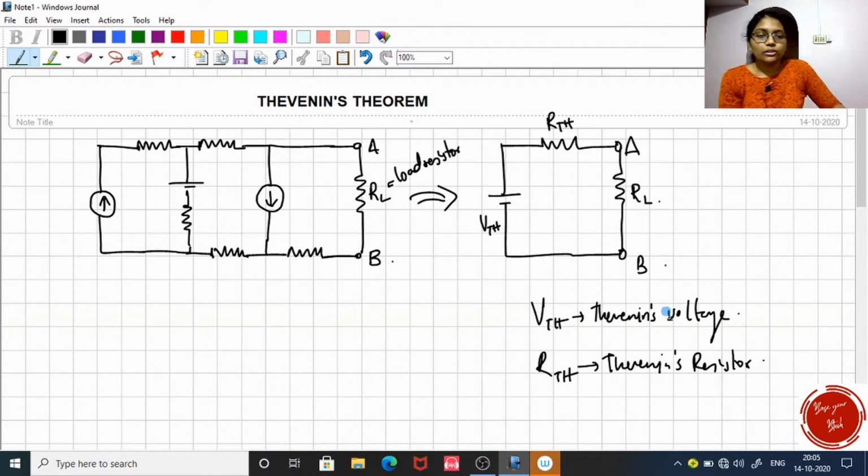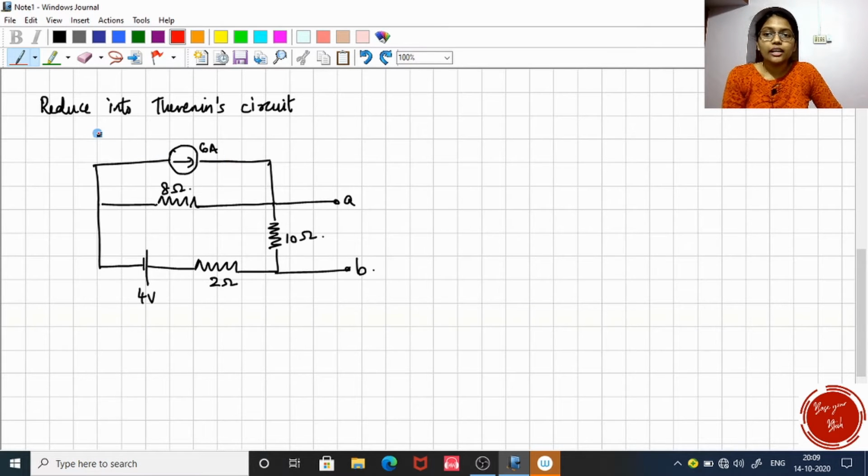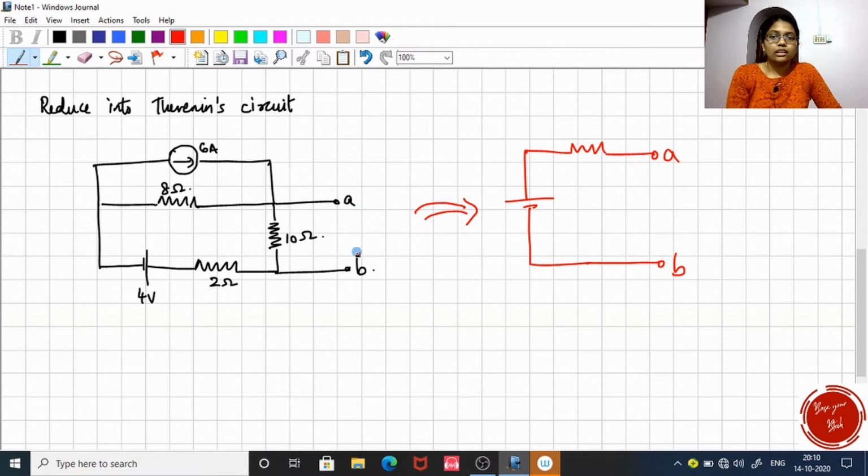Okay, so I will get you one circuit. See, this is the question. Reduce into Thevenin circuit. That is, the complete circuitry has to be converted into a Thevenin model, like a voltage cell and a resistor that is connected across the terminals AB. That is, AB is your load terminal. Okay, and this voltage cell is called Vth, that is Thevenin voltage, and this is your Thevenin resistor. So let's start finding Rth first.